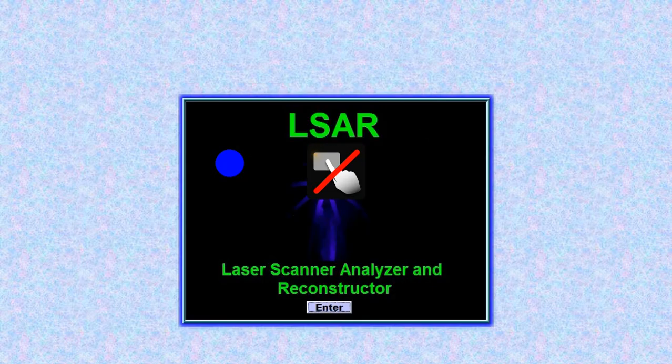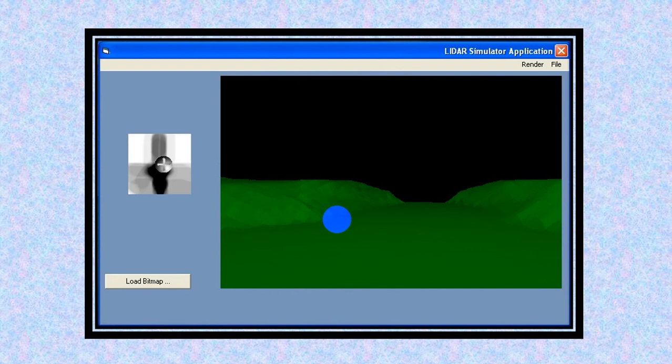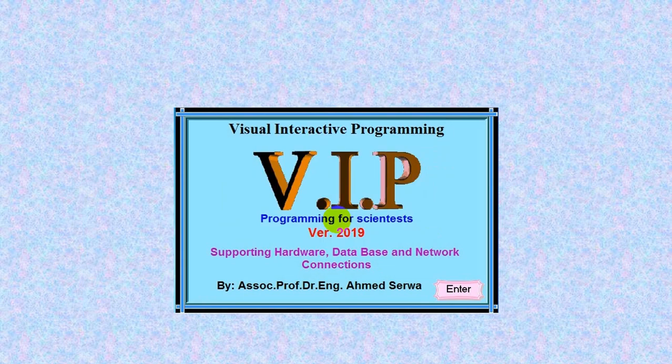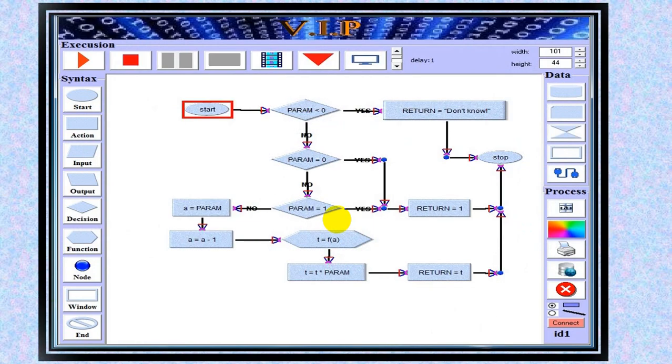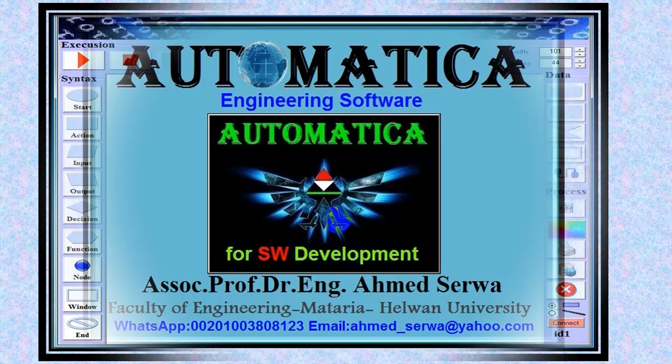The next application is LSR, or laser scanner analyzer and reconstructor. The same software can be used for topographic point cloud, for example, or LiDAR data. The final is Visual Interactive Programming, VIP, and of course it is a project or a prototype for a programming language. Thank you.